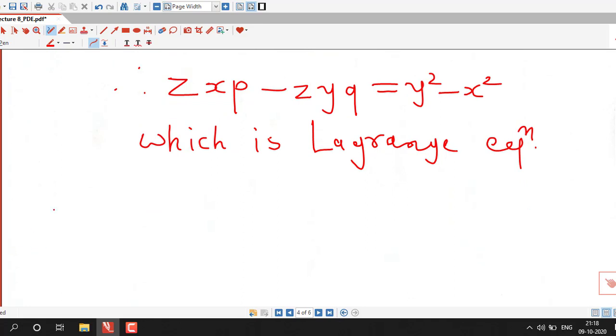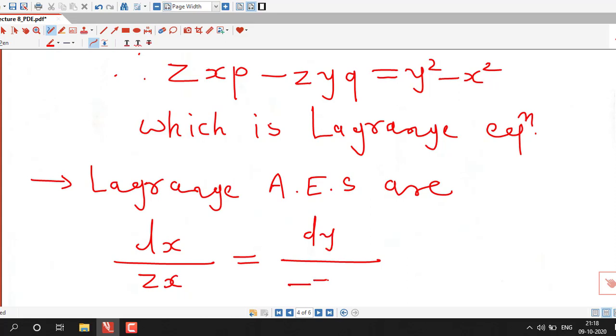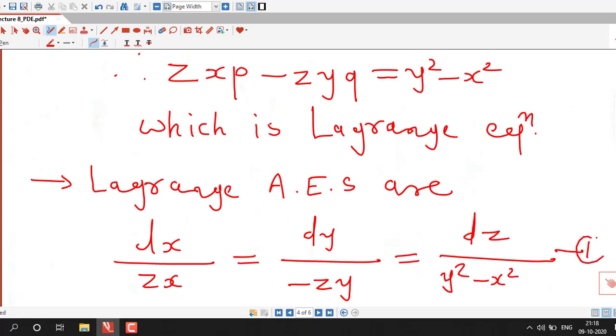So to solve Lagrange equations, we have to start by writing the Lagrange auxiliary equations, which are dx divided by the coefficient of small p, which is z into x, dy divided by minus z into y, equal to dz divided by y square minus x square. So give this number 1.